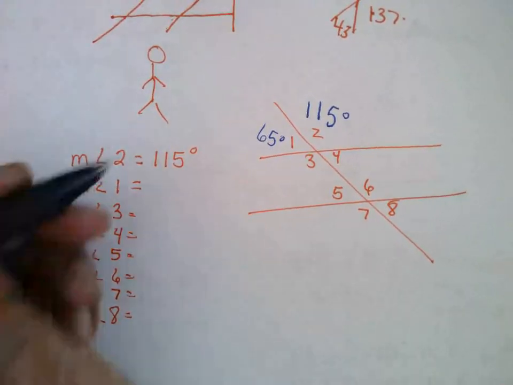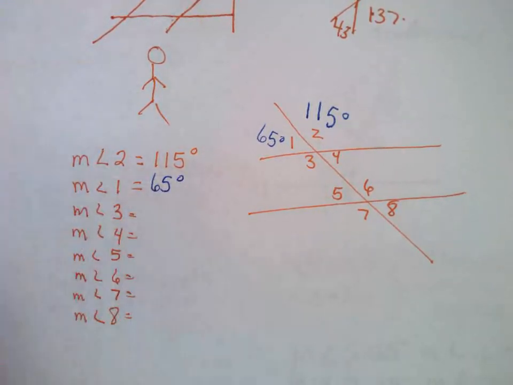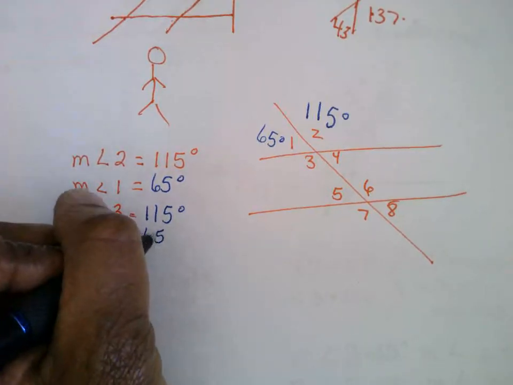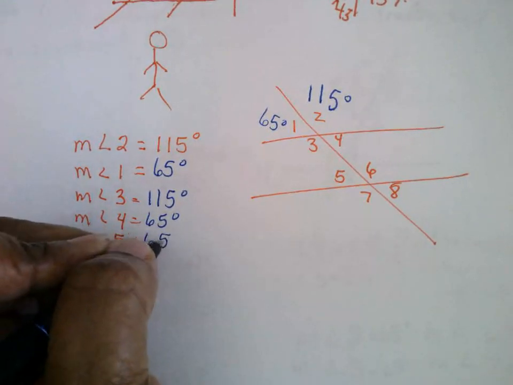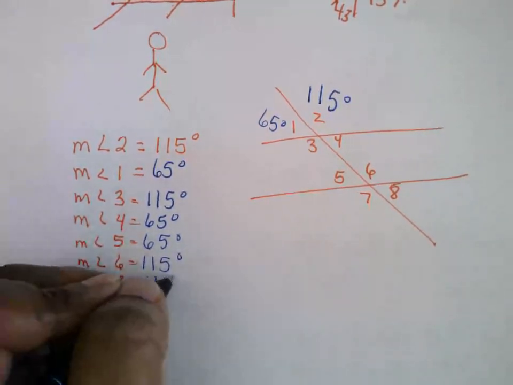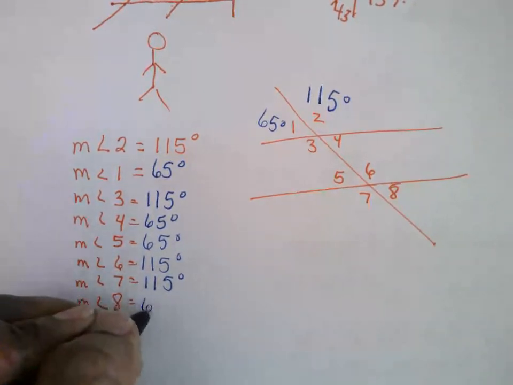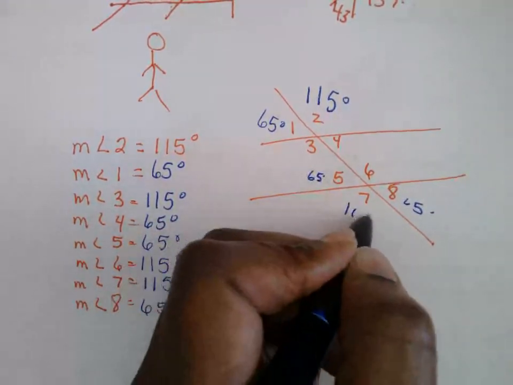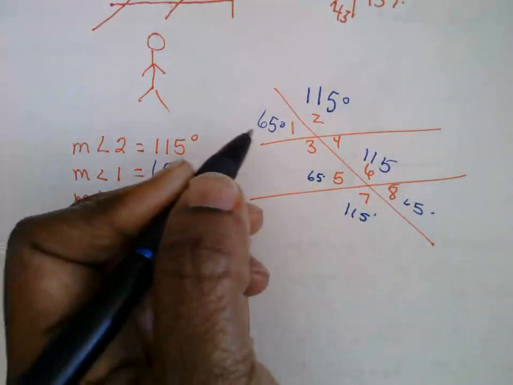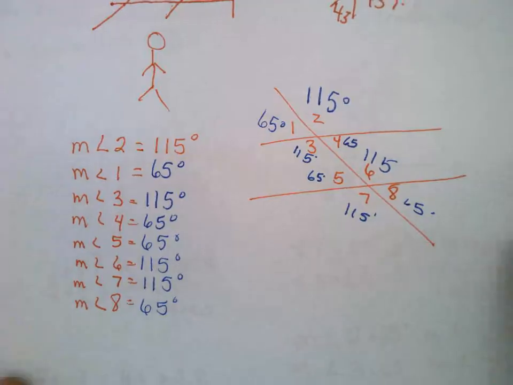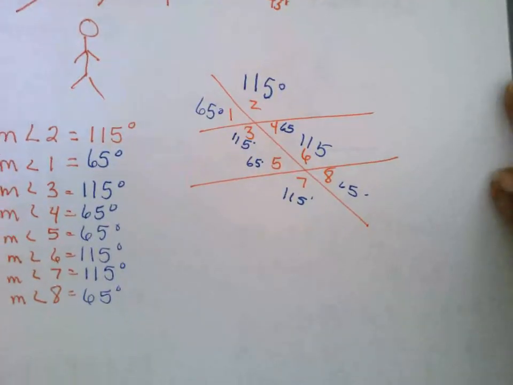All right, angle 1, 65. Angle 3, 115. Angle 4, 5, 6, 7, 8. I hope y'all right. 65, 65, 115, 115, 115, 65.